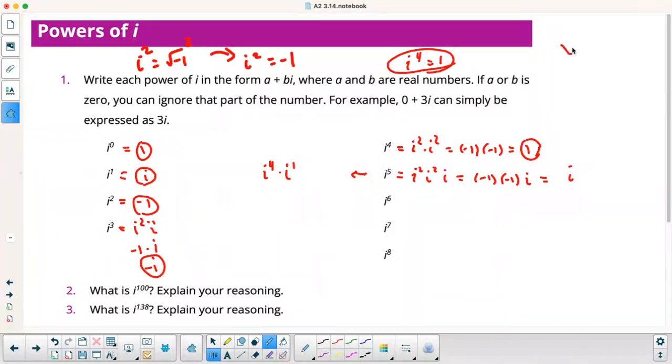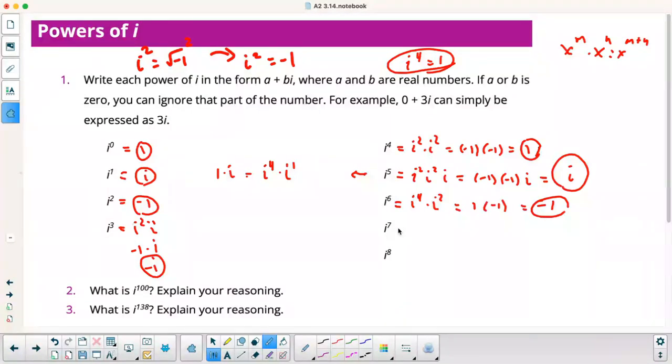If I have x to the m times x to the n, it's x to the m plus n. You add those, you get the 5. We know that i to the fourth is 1. 1 times i gets me i. And so now that I know that, for any power greater than 5, maybe I should rewrite it as many powers of 4 as I can get. So that'd be i to the fourth times i squared. i to the fourth is 1. i squared is -1. I get 1 times -1 is -1.